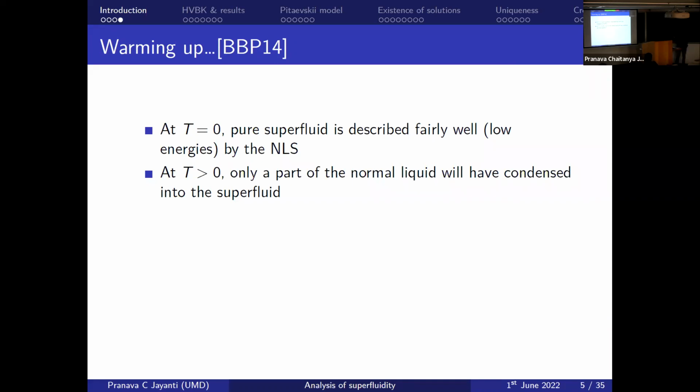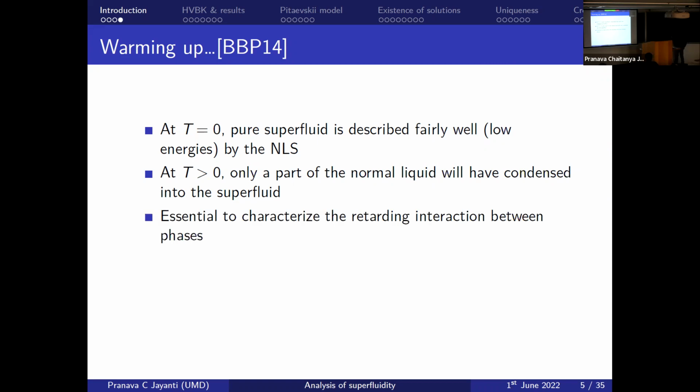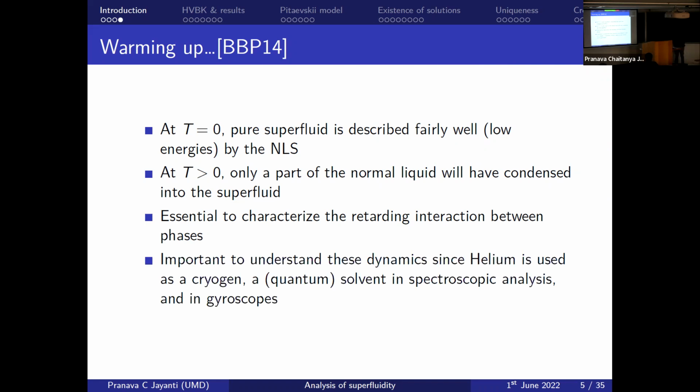At non-zero temperature, as we just saw in the graph, there's a mixture of the two fluids, because only some part of the normal liquid has condensed into the ground state. So when we have these two fluids, it's important that we understand and characterize the interaction between these two phases, right? This has physical applications because helium, as most of you here might have heard, is used as a cryogen. That's its most common use, but it's also used as a solvent in certain spectroscopic analyses. And while doing the literature review for this, I came across another application of a quantum gyroscope, which is extremely sensitive to very tiny rotations. Okay. So there are applications, and therefore you want to understand all the phases and the transition between them and see how they interact with each other.